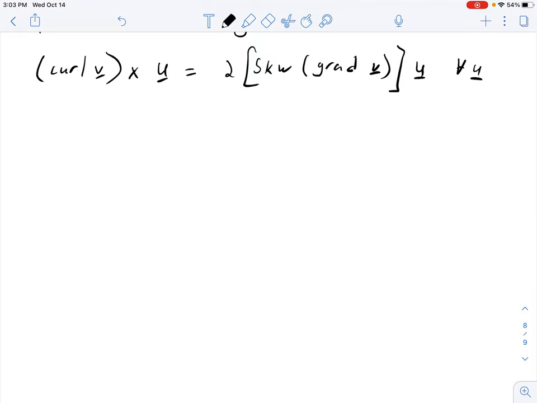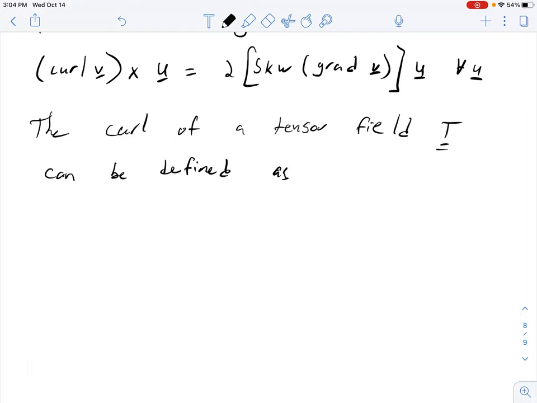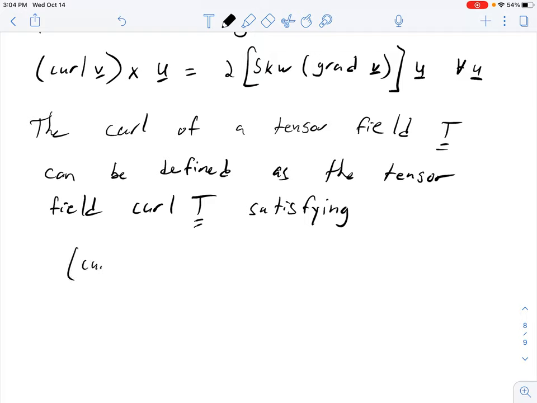The curl of a tensor field can be defined as the tensor field curl of T that behaves like this. So curl of T, which is a tensor field acting on A, is equal to curl of the vector field T transpose A for every constant vector A.